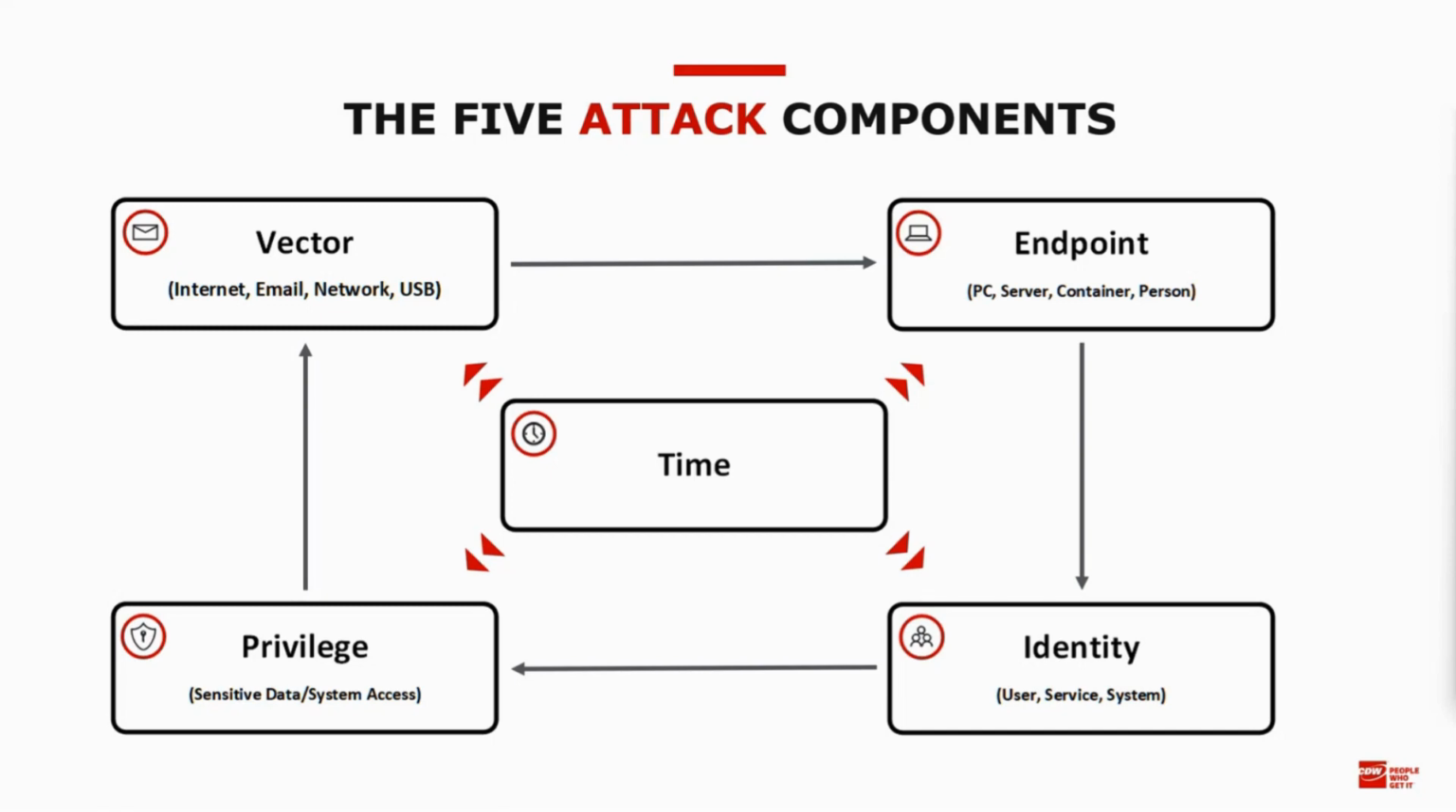So these are the items that you want to track while you're doing an investigation or a hunt. And as you saw last time, a lot of these components, whether that's the vector or the endpoint or the identity or the privilege, are actually used as inputs into successive hunts.